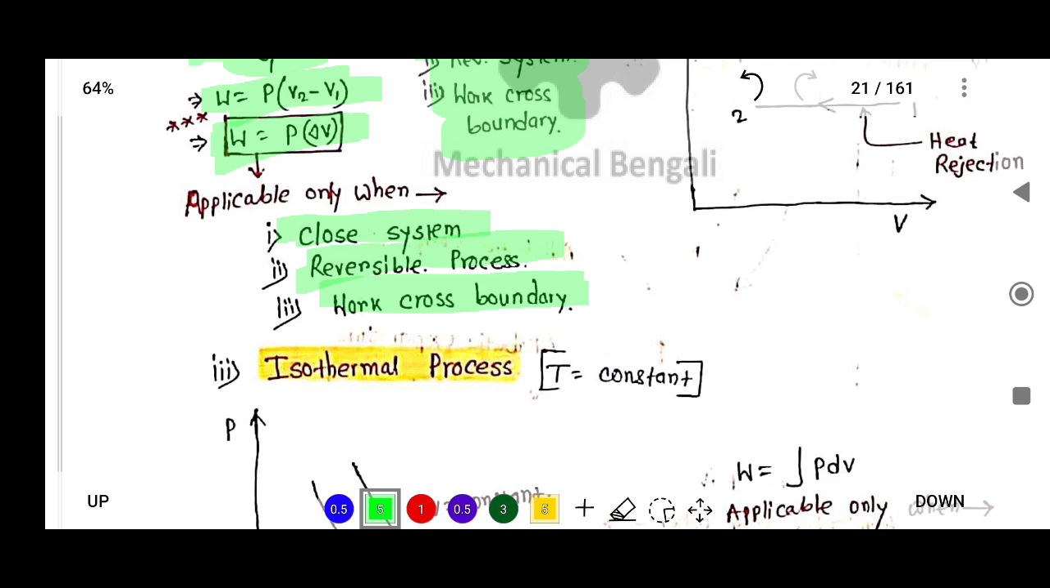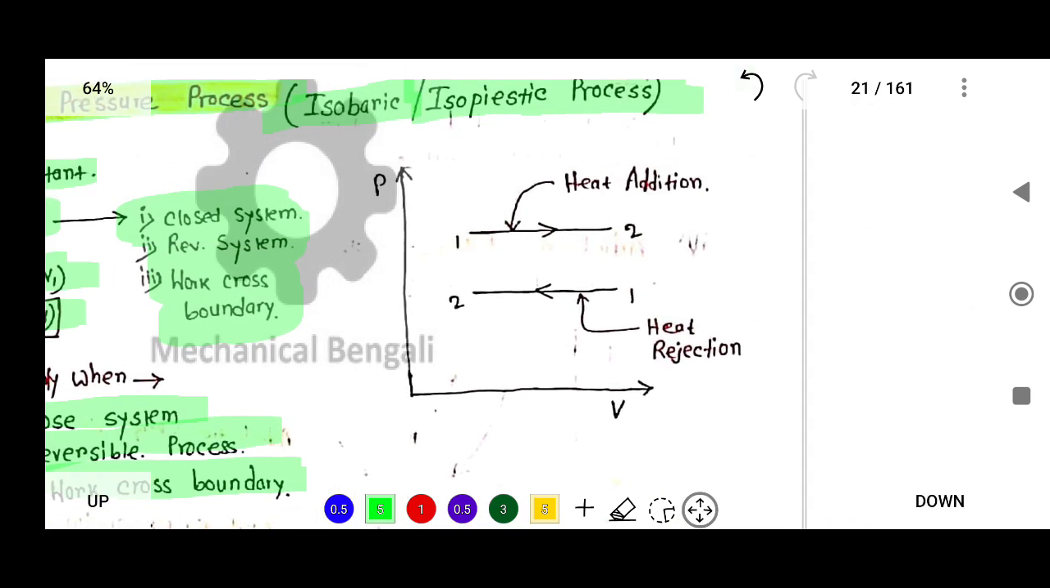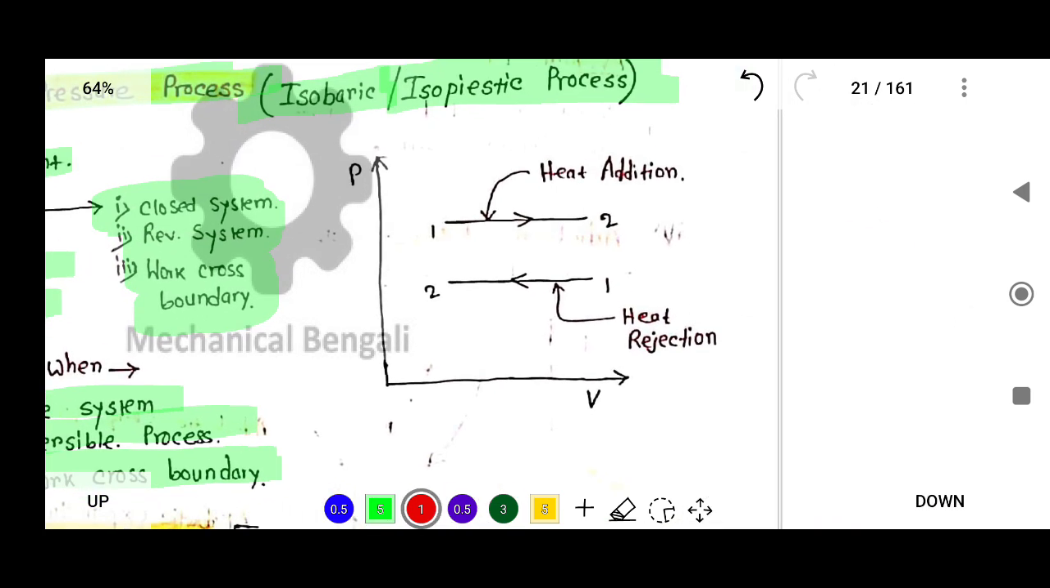Now if I see that, there is pressure on the y-axis and volume on the x-axis. Suppose this is any process. If the arrow is in this direction, that is a heat addition process because volume increases, and if the arrow is in the opposite direction, that means this is a heat rejection process.